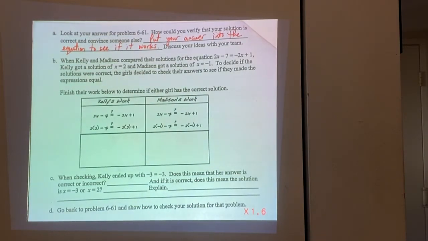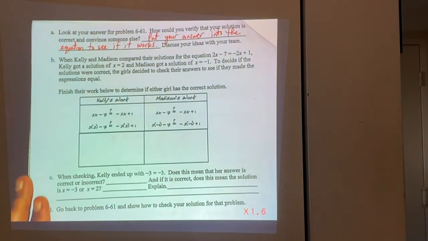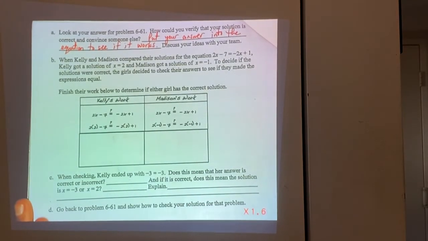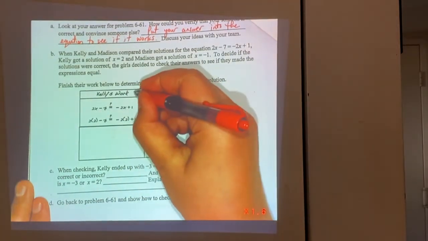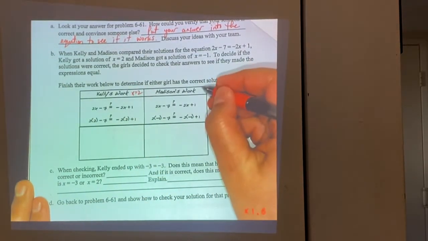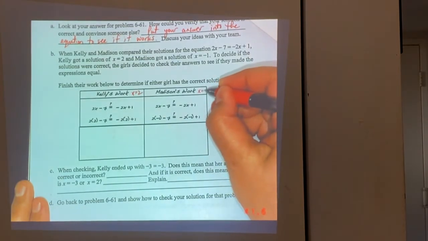Okay, part B. When Kelly and Madison compared the solutions for the equation 2x minus 7 equals negative 2x plus 1, Kelly got a solution of 2 and Madison got a solution of negative 1. To decide if the solutions were correct, the girls decided to check their answers to see if they made the expressions equal. Finish their work below. So what did Kelly get for her answer? Kelly got x equals 2, and Madison got x equals -1.